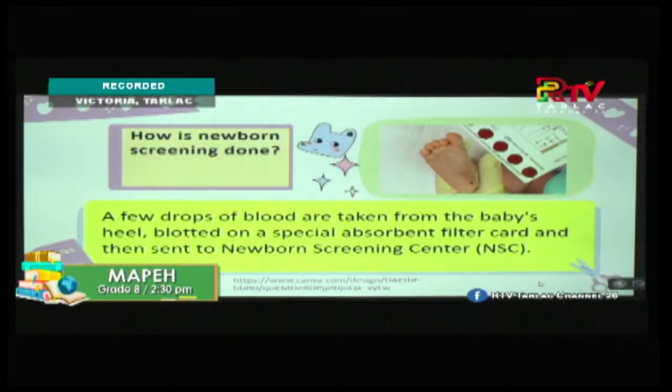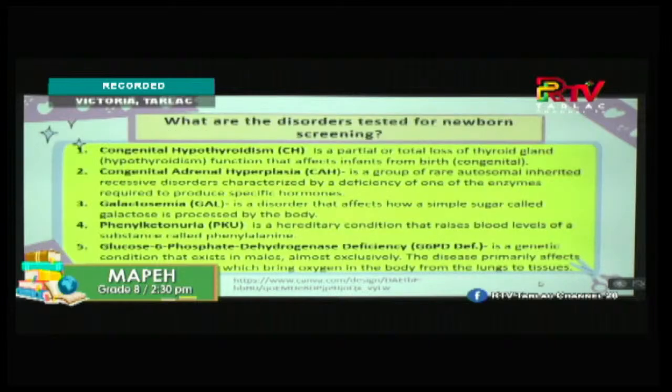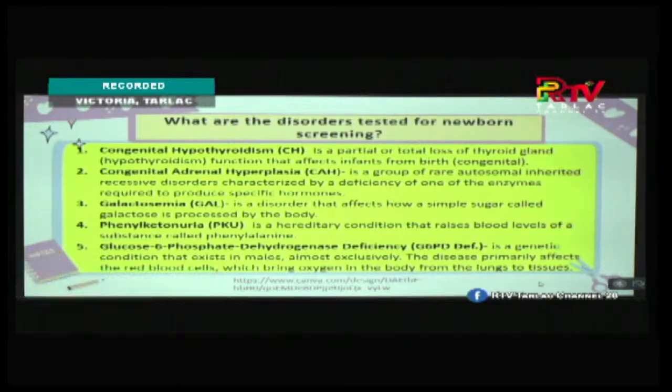What should be done when a baby is tested positive to newborn screening? Babies with a positive result must be referred at once to a specialist for confirmatory testing and further management. What are the disorders tested for newborn screening? The disorders tested for newborn screening are the following. 1. Congenital hypothyroidism. It is a partial or total loss of thyroid gland function that affects infants from birth. Number 2. Congenital adrenal hyperplasia is a group of rare autosomal recessive inherited disorders characterized by a deficiency of one of the enzymes required to produce specific hormones.